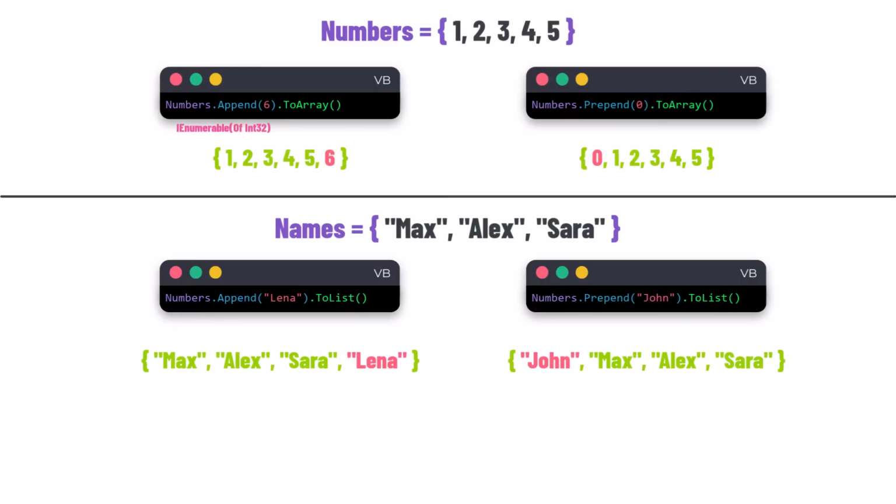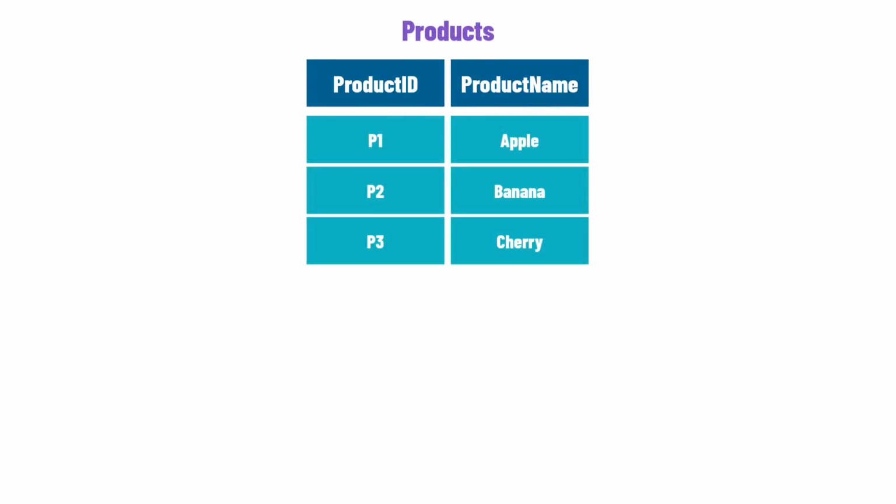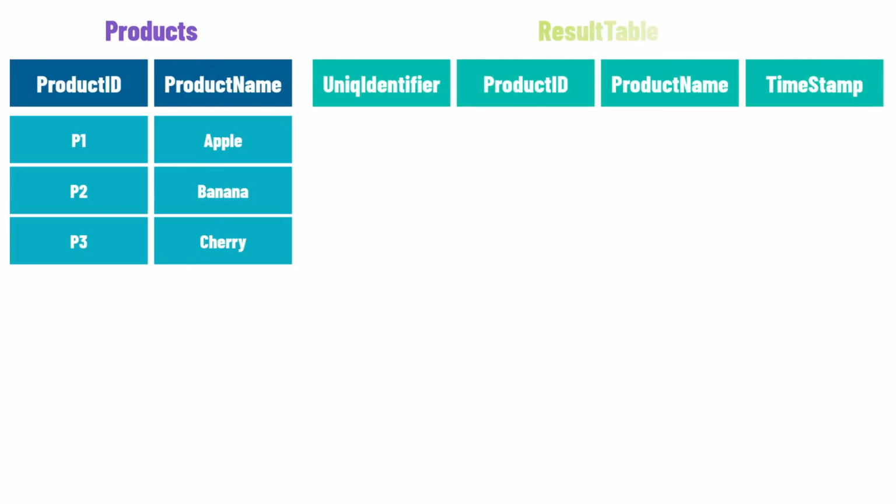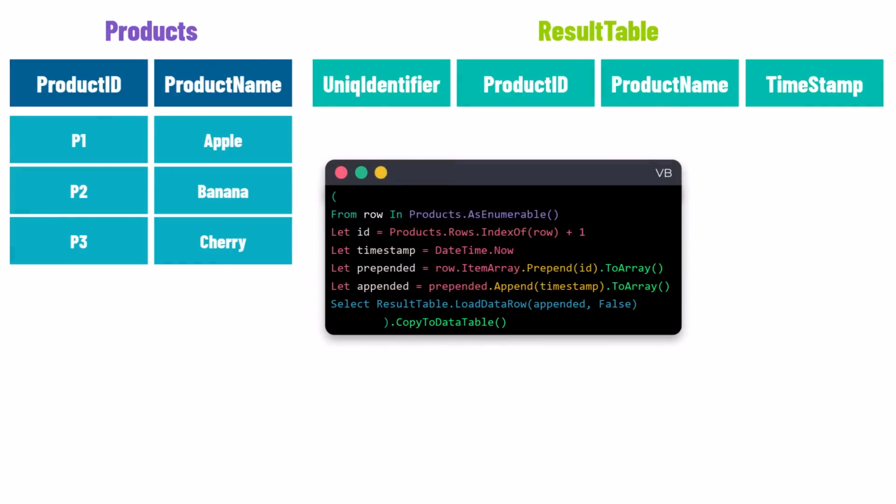Let's explore another example about using both methods with a data table. Suppose we have this table, which contains only these two columns. This table is called products. We want to create a new table, result table, which contains both columns, but also two new columns, a unique identifier and a timestamp. This table is currently empty and contains only the column headers. Here's the query to achieve that.